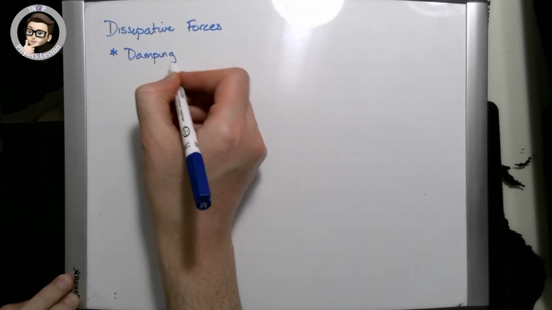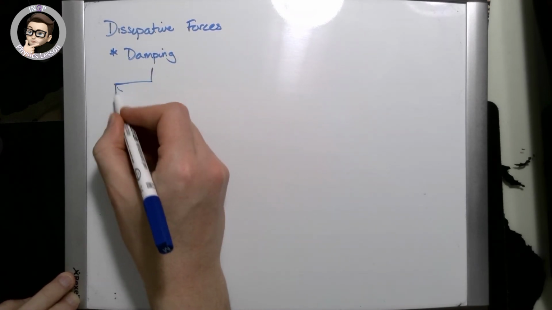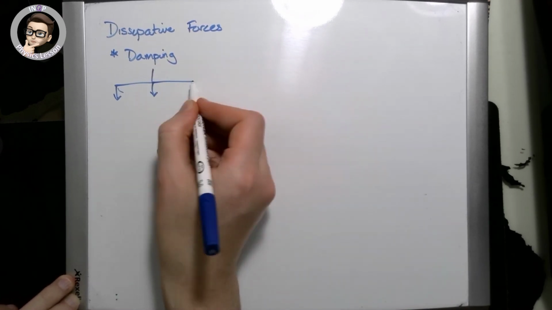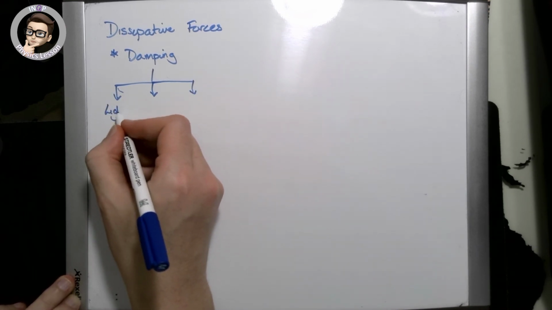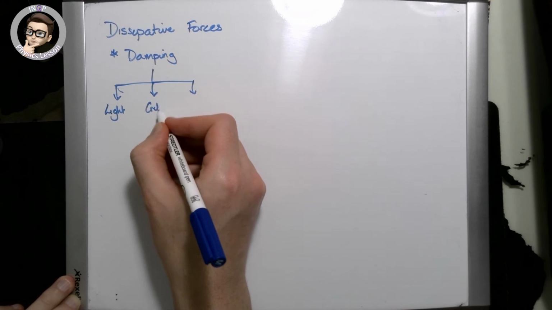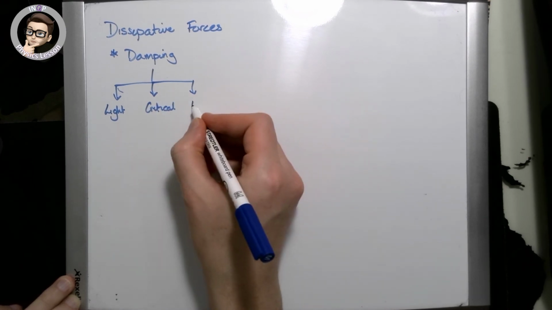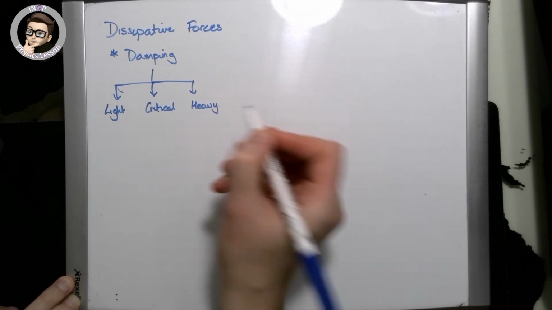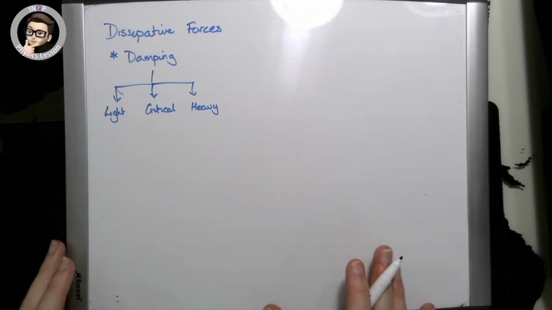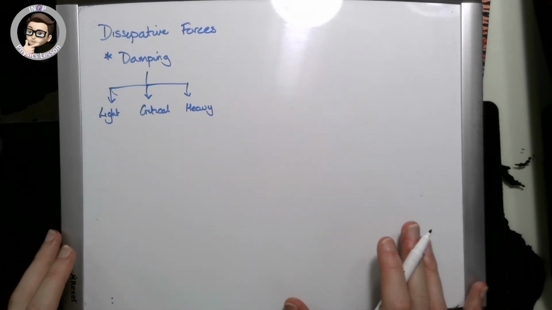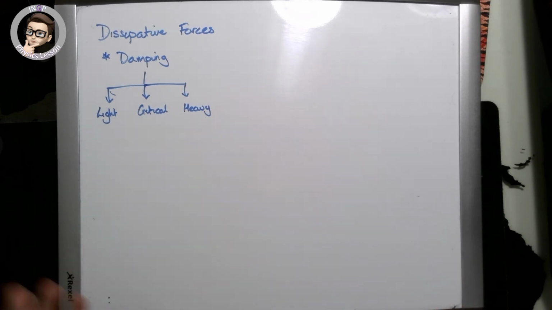And we call these damping forces. And there's three types of damping that we're going to cover in diagrams now. We've got light, we've got critical, and we've got heavy. And these damping forces are really important. They're important to make sure that when something is oscillating in simple harmonic motion, it doesn't just keep oscillating.